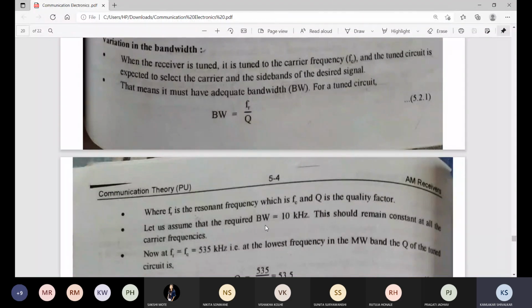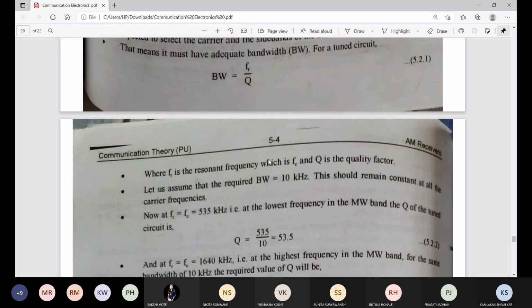Let us assume that required bandwidth is 10 kilohertz. समजा मला bandwidth 10 kilohertz पाहिजे. So this should remain constant at all carrier frequencies. मला ही 10 kilohertz bandwidth कायम ठेवायची आहे, जरी कॅरियर फ्रिक्वेन्सी कमी जास्त झाली तरी काय हरकत नाही. मग बघा त्याच्यासाठी काय करायला लागेल, नाउ at FR is equal to FC, that is a resonance frequency is equal to carrier frequency. That is, let's suppose to be, we take it as a initial frequency, that is a 535 kilohertz.